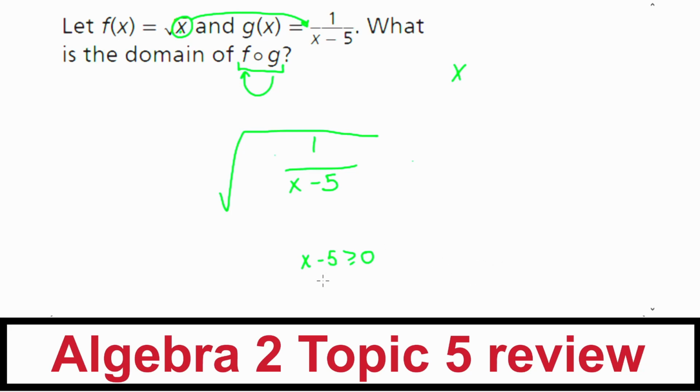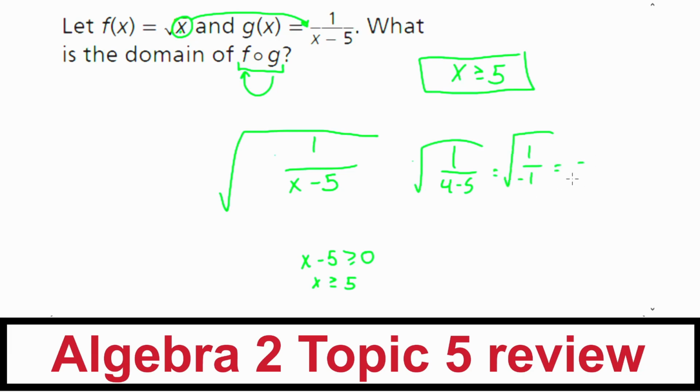So I can just solve for x by adding 5 to both sides. And I know that x must be greater than or equal to 5. And if I want to test it, let's put in 4 here. This is going to give me 1 over the square root of 4 minus 5. This is going to give me 1 over the square root of negative 1. And this is no real solution.